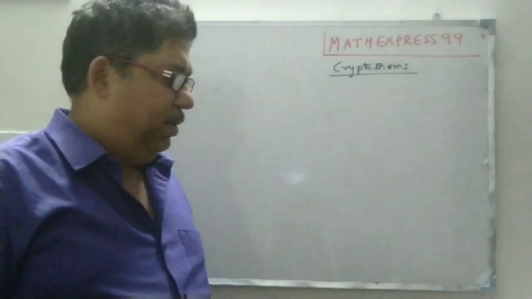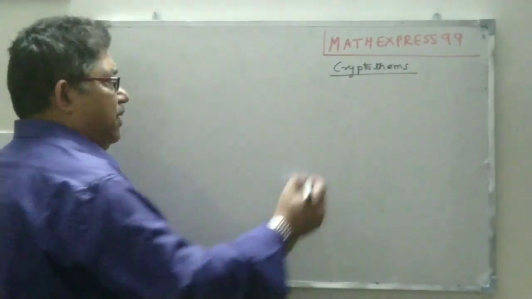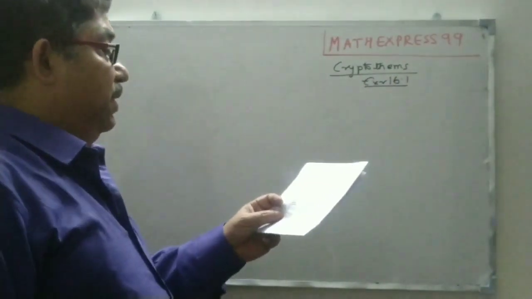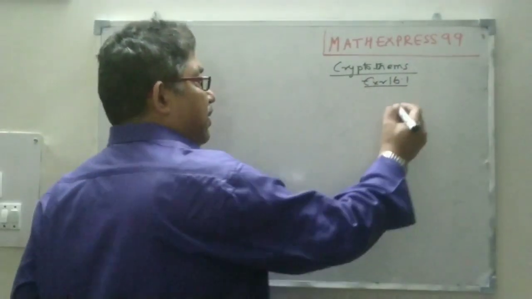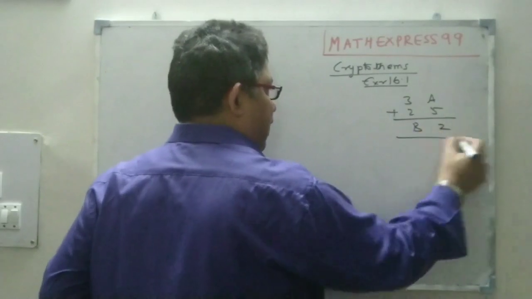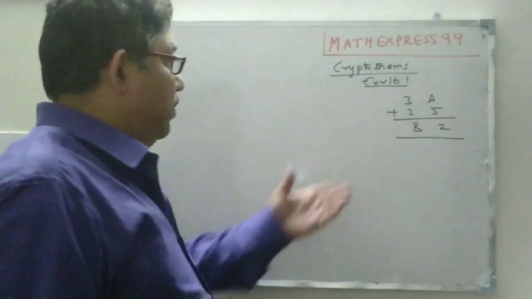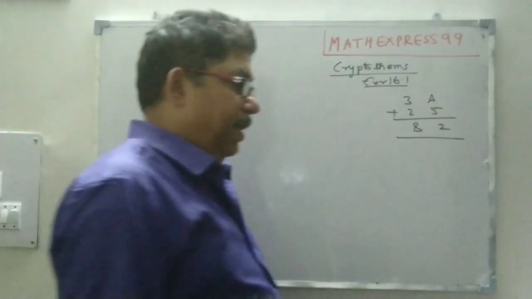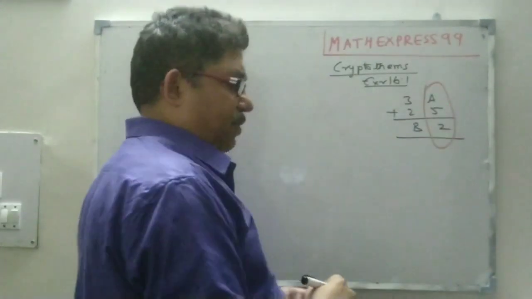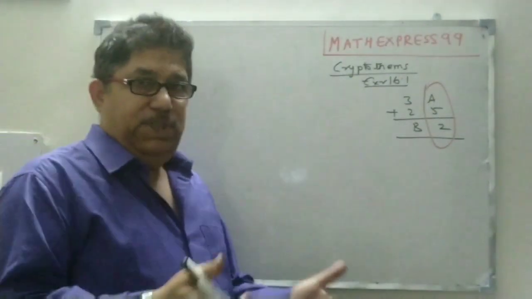Now, let us take some questions from exercise 16.1. So I am passing on to exercise 16.1. The very first question says 3A plus 25, B2. As you can see, A is missing and B is also missing. Let us take this first of all. I can go step by step. It's better to go step by step.